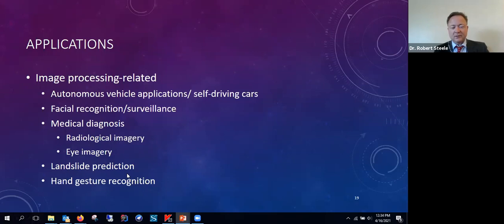An interesting space where we're seeing a lot of activity at the moment is landslide prediction. Okay, so how do we do that? Well, this is based on satellite imagery of a landscape, and then landslides will occur at some point in time, and so that will then count as a labeled landslide.